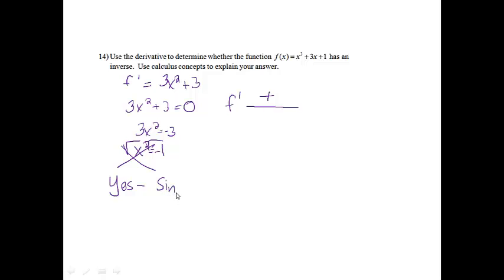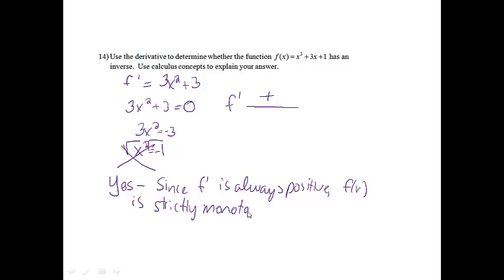And I'm just going to say since f prime is always positive, f of x is strictly monotonic, and because of that it will have an inverse. It would pass the horizontal line test.